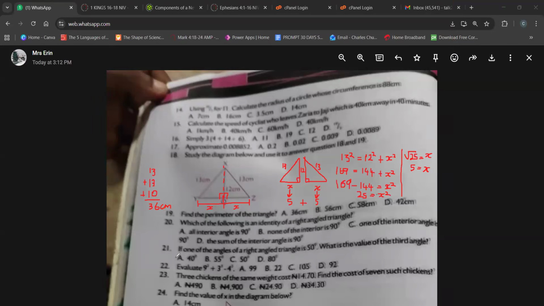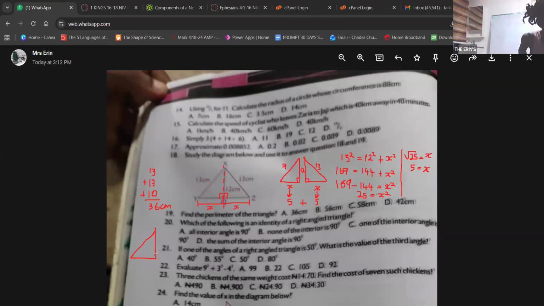Number 21. If one of the angles in a right angle triangle is 50 degrees, what is the value of the third angle? Another simple question. So in your mind's eye, I want you to imagine a right angle triangle, right? Yes, sir.